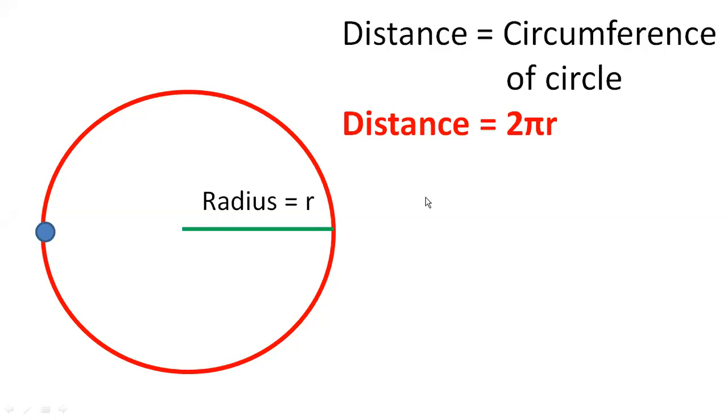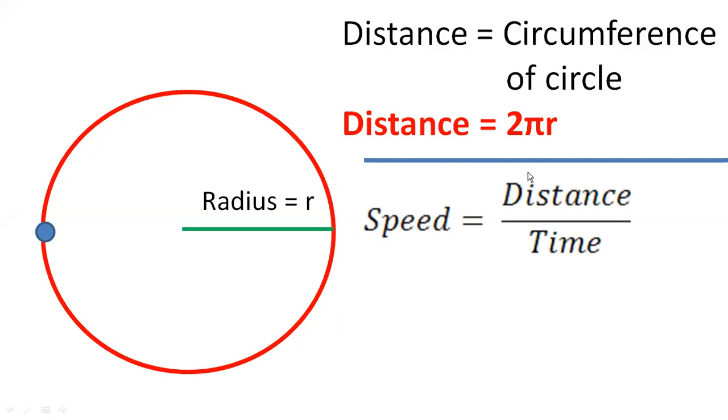What about speed? How to calculate speed in circular motion? The basic formula for speed is distance by time. But you already have the value of distance here. The formula for distance in circular motion is 2 pi r. So in place of speed, I will write v. In place of time, I will write t. In place of distance, I will write 2 pi r, because distance covered in circular motion is the circumference. So v is equal to 2 pi r by t.